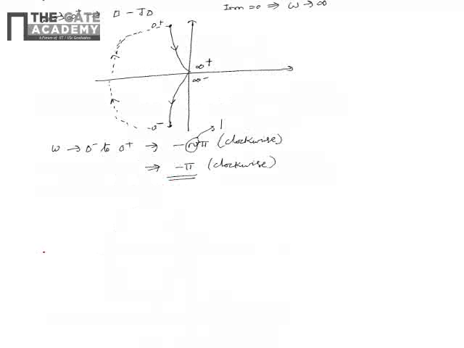So from this we see that the Nyquist plot that we got matches with the one which is in option D. Hence the correct option which represents the Nyquist plot of the given control system is D.